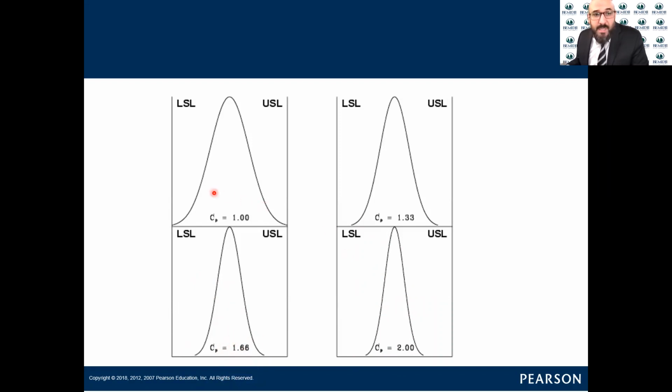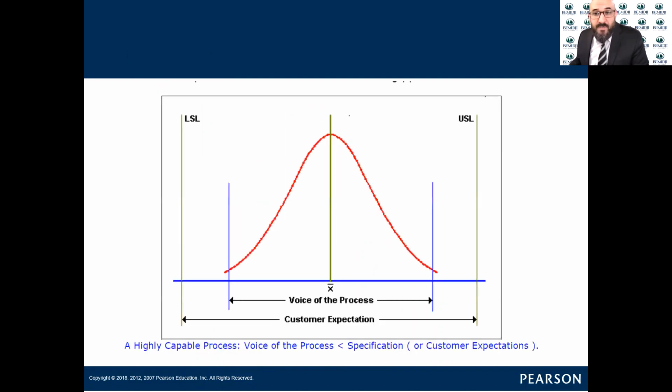1.33 is excellent. This is 1. This is where you barely meet the customer specifications, and you have to be careful because if there's any shift in the data, that would result in failing the process and not meeting the customer specifications.